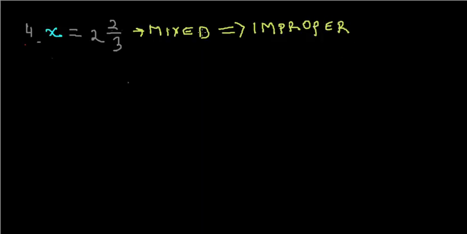fraction. So let's just rewrite the entire equation. 4x is equal to, now what we do is we multiply the coefficient by the denominator and add the numerator. Don't forget that. So 2 times 3 is going to be equal to 6. 6 plus 2 is going to be 8. So the numerator is going to be 8. And so now the denominator is still going to be equal to 3.